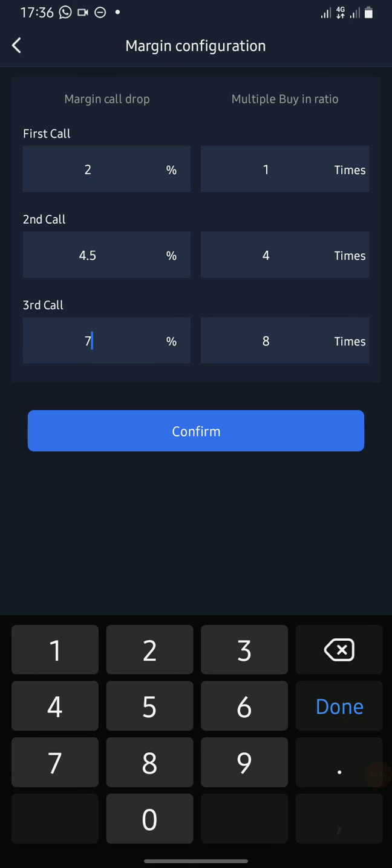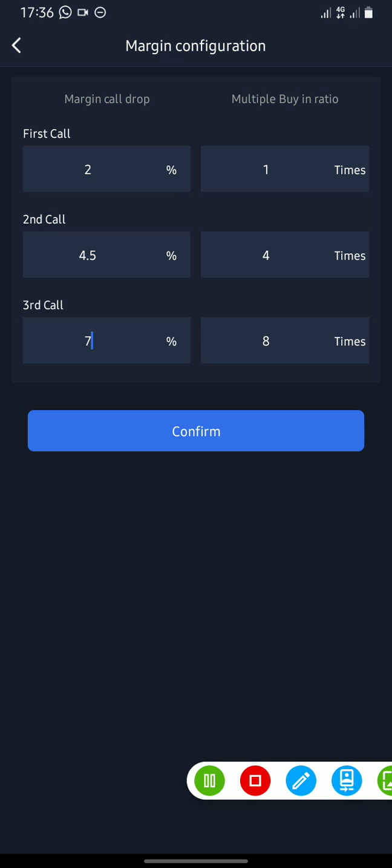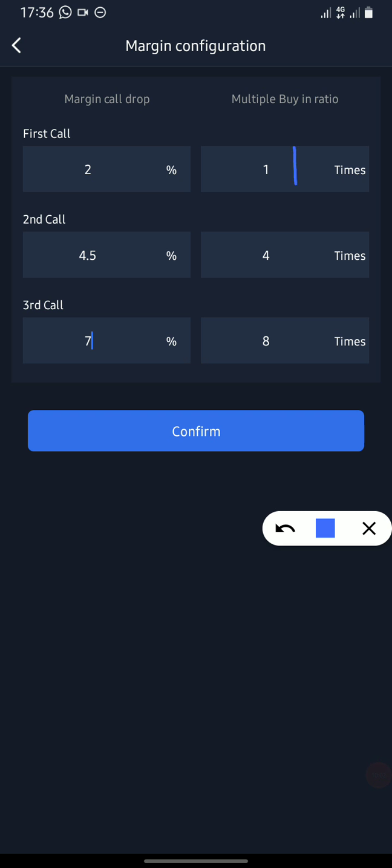7%. Let's say the coin Matic is just going deeper and deeper. I can still buy up to 7%, not just 7% yet. This is the calculation. From my entry price, when it drops by 2%, it will buy $10. This is one. It will buy this one at a 2% drop.